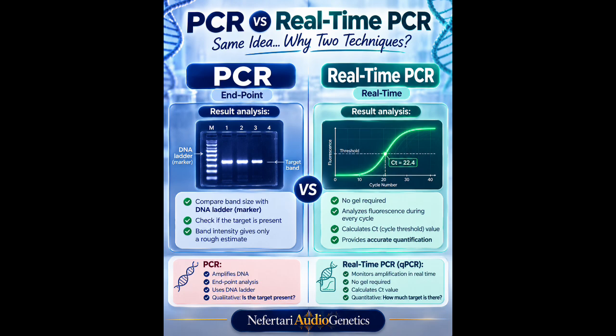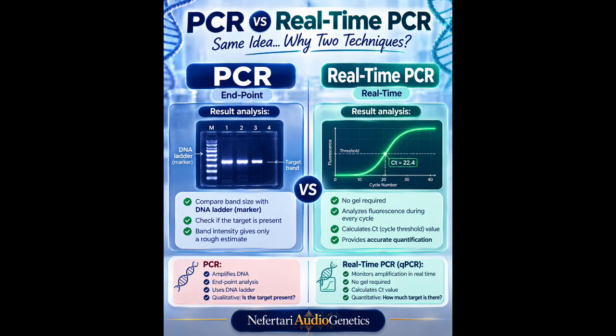But here is the limitation. Conventional PCR does not normally monitor amplification while it is happening. The reaction must finish first. Then the amplified DNA is separated on an agar gel using gel electrophoresis. If a DNA band appears at the expected size, the target sequence has been successfully amplified. This means that conventional PCR mainly answers a qualitative question: was the target detected or not?